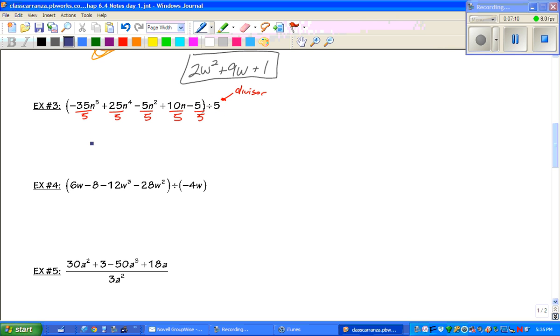Negative 35 divided by 5 would be negative 7, and to the 5th, all my variables are going to stay the same. 25 divided by 5 is 5, and to the 4th. This is already written in standard form. The 5's cancel. 10 divided by 5 is 2n, and then 5 divided by 5 is 1. And it's in standard form, so we're good.